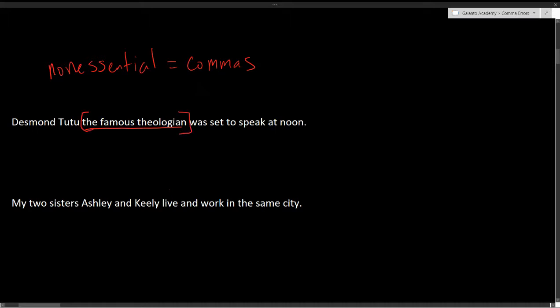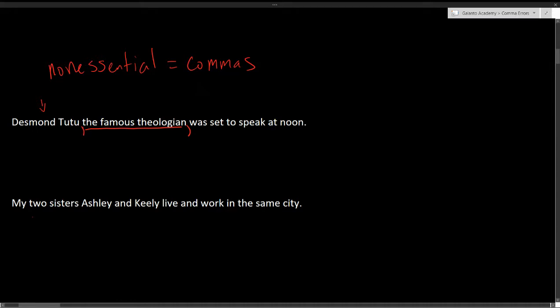Desmond Tutu was set to speak at noon, we confirm that this is an appositive because without it, the sentence still works. But is it essential or non-essential? This is going to be non-essential, meaning that we need commas here because it's unnecessary information. Without it, it says Desmond Tutu was set to speak at noon. We still know who it is. So without that information, the sentence doesn't lose any meaning. So we leave the commas.